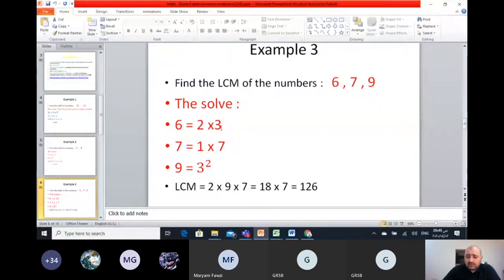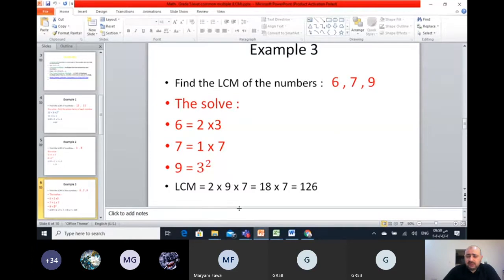So for the LCM, as the first step, take the common factors. As you see here, there are no common factors for all. So take the next step: take the non-common factors. I can take 2. I have here 3 and 3 exponent 2. Take the high exponent, so take 3 exponent 2, which means 9. So take 9. Then take 7.